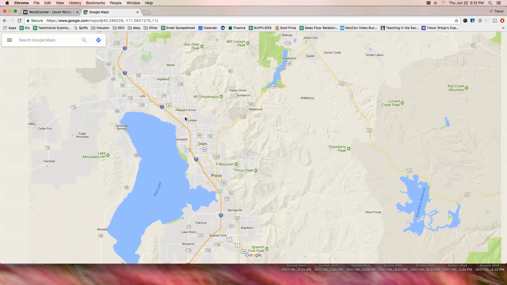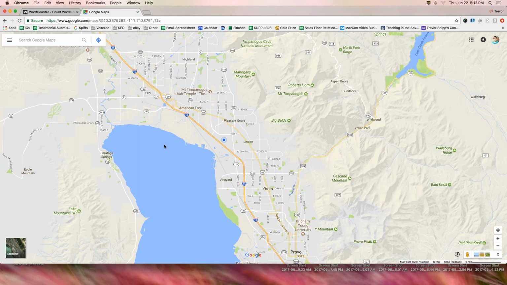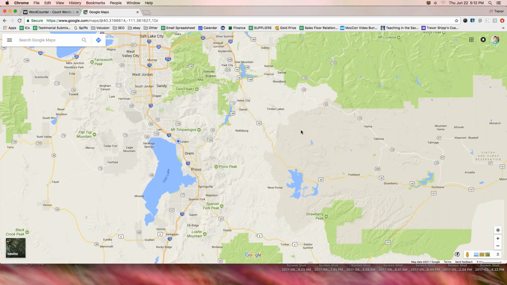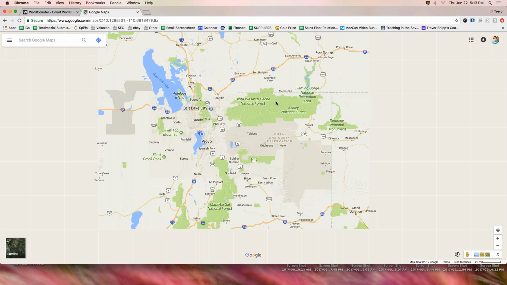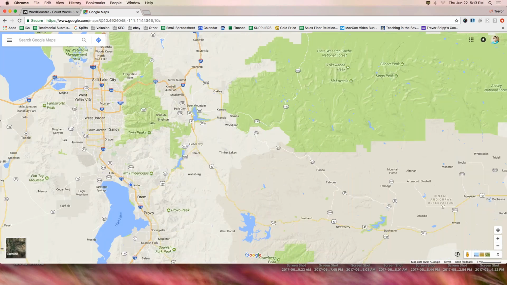It's not a big place. Sorry, Google Maps is being slow right now. This is going to be kind of hard for you to see, but I'm going to circle it so you guys can see, okay? If this is Utah, there we go, that's a little bit better.